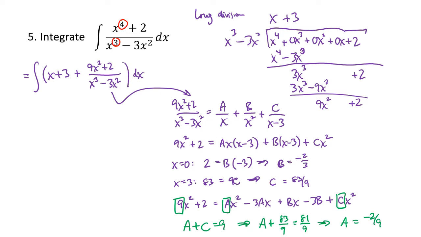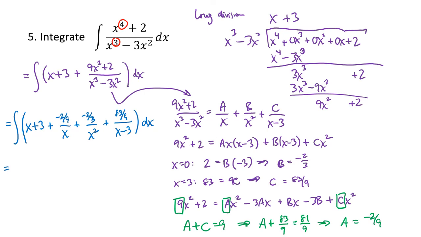So kind of yucky fractions in this one, but don't let those get us down. So we've got x plus 3 plus a divided by x. A is negative 2/9. B over x squared. B is negative 2/3 over x squared. And then finally c, which is 83 over 9 divided by x minus 3.